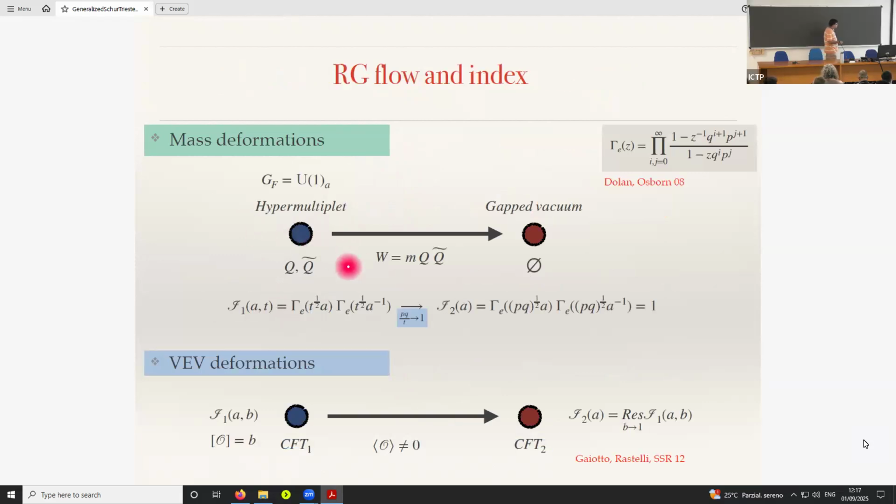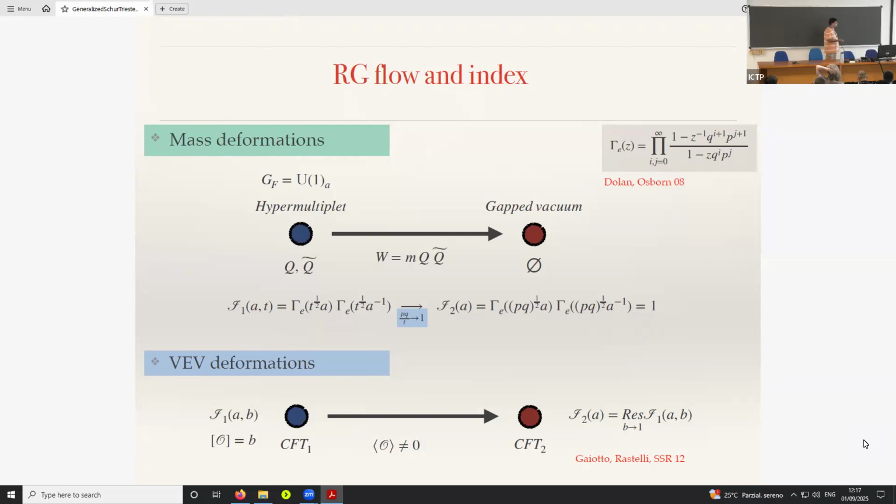We do that in the index, and miraculously, the contributions of these two elliptic gamma functions cancel out. You can do this simple computation: you take these two gamma functions, and the numerator of one cancels with the denominator of the other. So it's a trivial consistency computation to perform. Then the index is just equal to 1. This 1 is interpreted as the contribution of the vacuum.